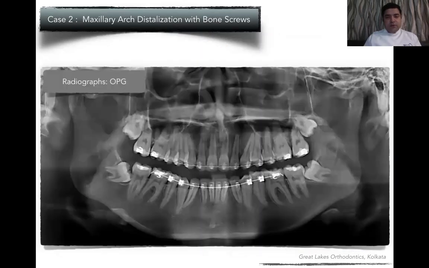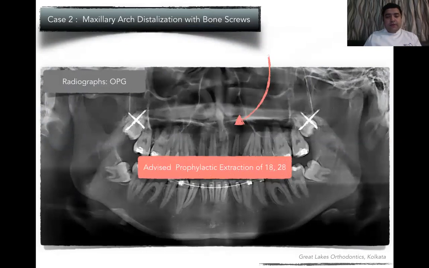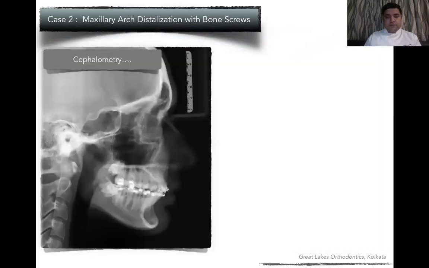So what does the post-treatment OPG show? The post-treatment OPG shows that the roots and the overall status of the dentition are all very good at the end of distalization. So that's good. We did advise a prophylactic extraction of 18 and 28 for the patient, which she said she's going to do. That's good in order to prevent any form of relapse. However, studies show that it does not have an impact after distalization has already been achieved.